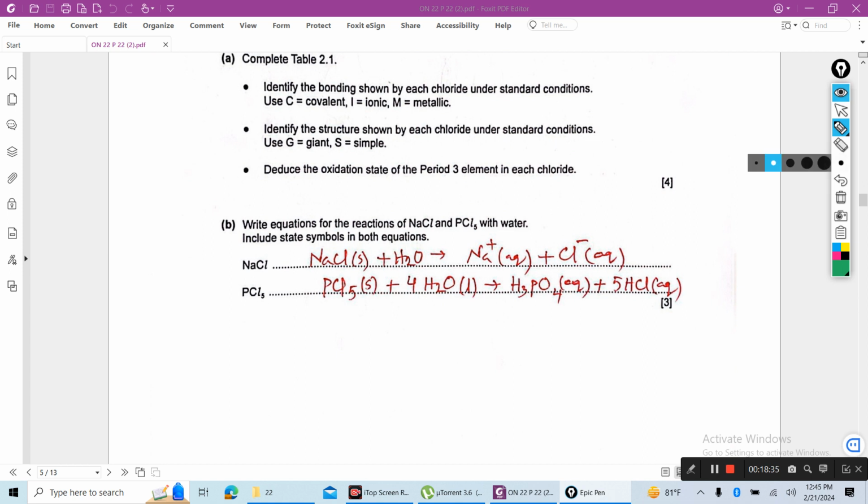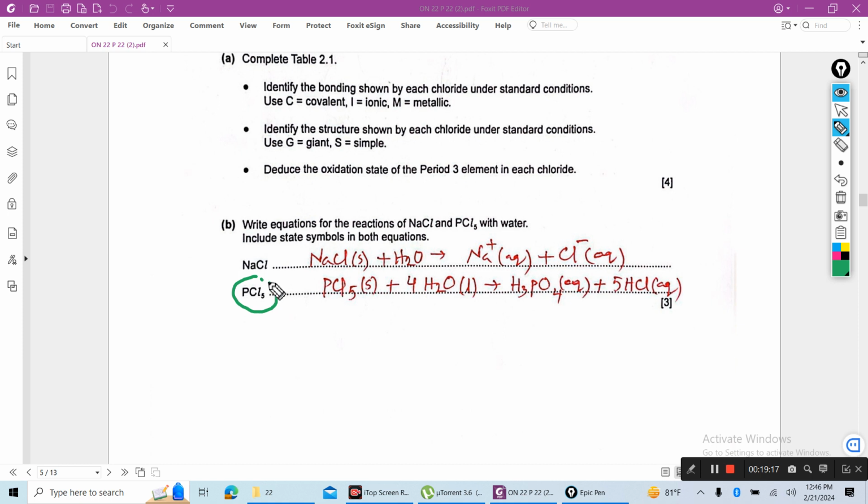Now you see part B. Write equations for the reaction of sodium chloride and phosphorus pentachloride with water. Include state symbols in both equations. You know, sodium chloride is a solid; if you add liquid water, it just dissolves and forms ions: sodium ion aqueous plus chloride ion aqueous. They don't react, they just dissolve in water and form ion-dipole interactions. Sodium ion aqueous, chloride ion aqueous.